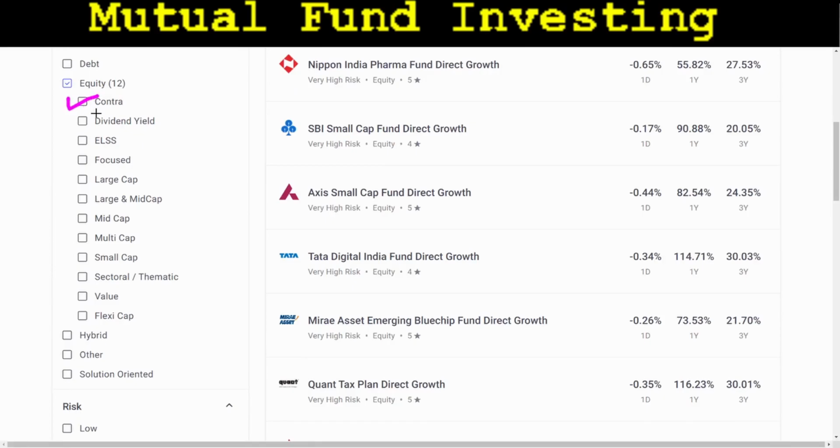Contra funds invest in those shares which are contradiction to the given trend of the market. It means that if in the current market IT or pharma stocks are in favor, then these funds will invest in other sectors such as maybe infra or maybe oil and gas. So they try to select contra shares which are not in favor right now, or maybe they are undervalued, and in near future they have high probability of giving high returns.